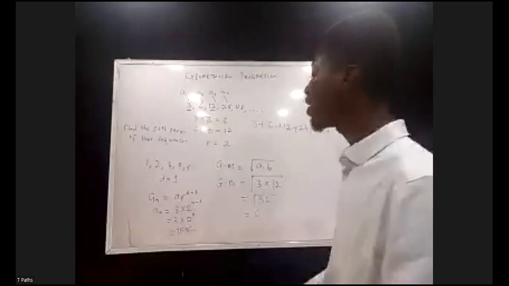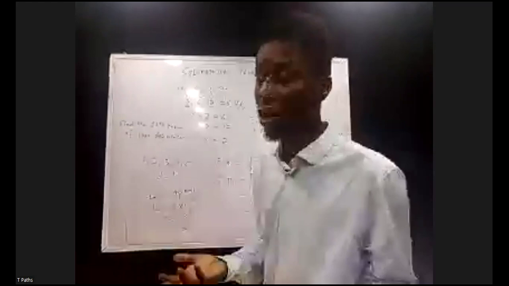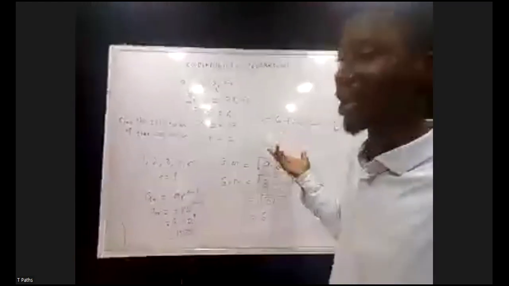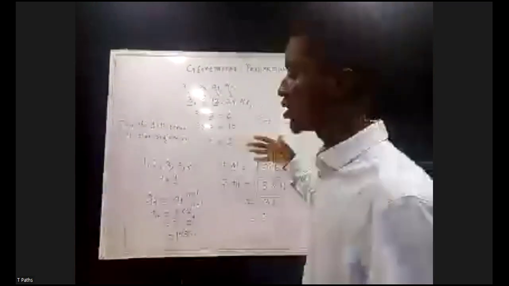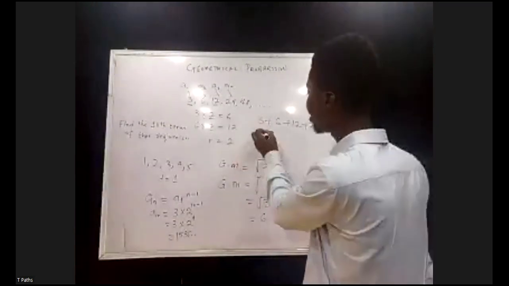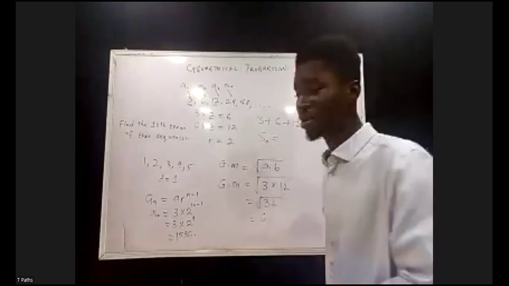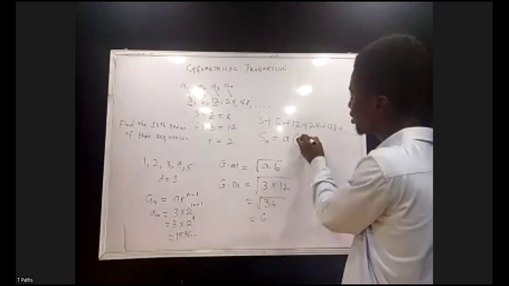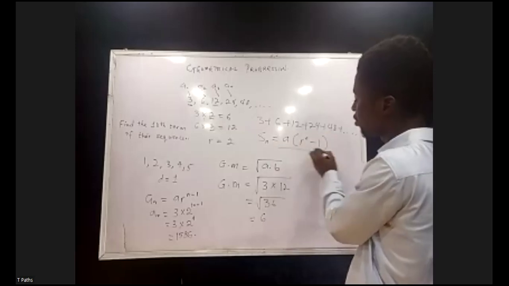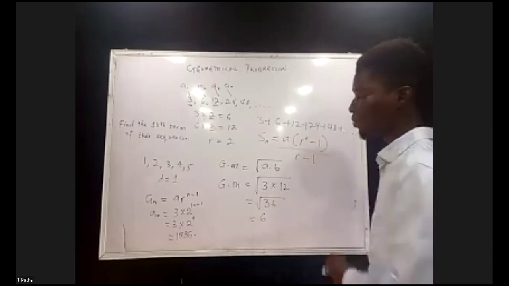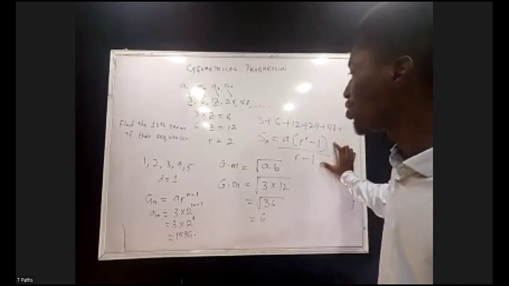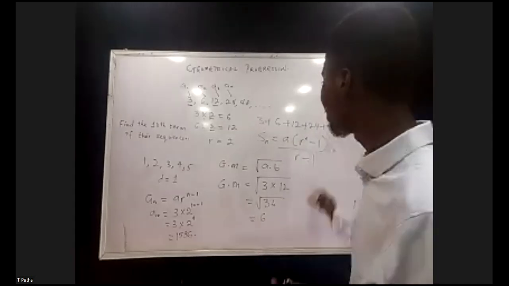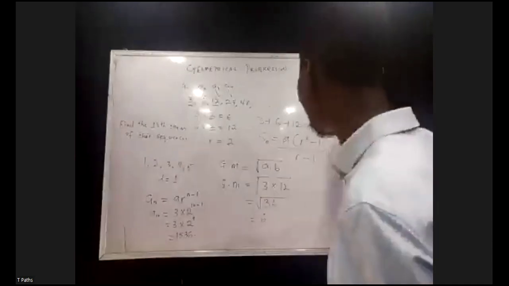Now, if you are asked to find the sum of the 10th term of this geometrical series, it is given by this formula: Sn equals a open bracket r raised to the power n minus 1, over r minus 1. So this is the formula we use if you are asked to calculate the sum of the geometrical series.